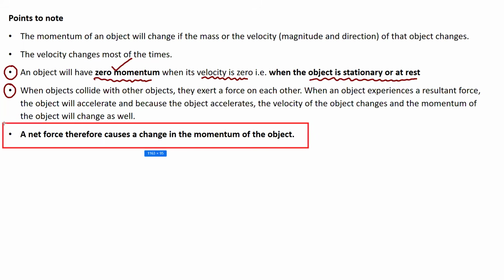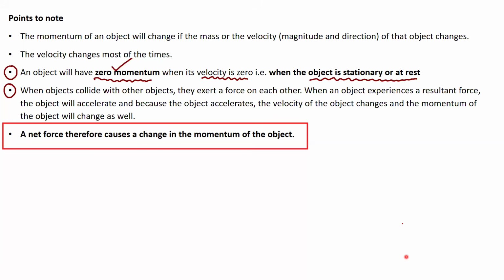Here's my statement. Listen to this, I'm going to read it slowly. A net force, collision, net force. A net force, therefore, causes a change in the momentum of the object. A net force causes a change in the momentum of that particular object. So that's very important to remember. A net force causes a change in the momentum of an object.